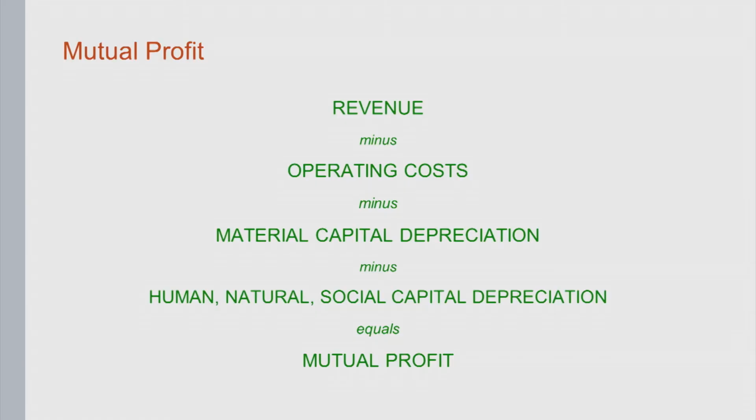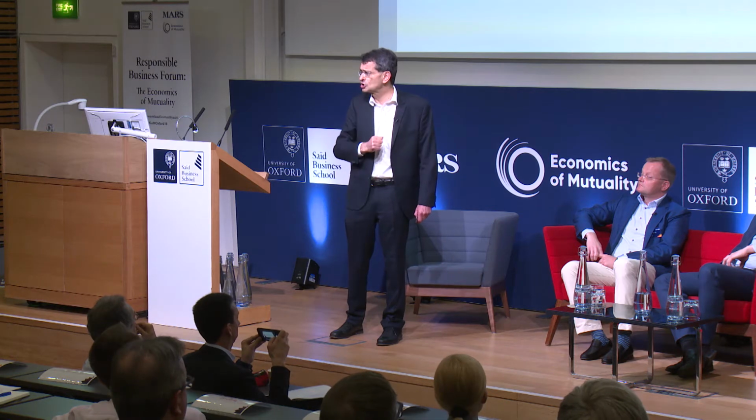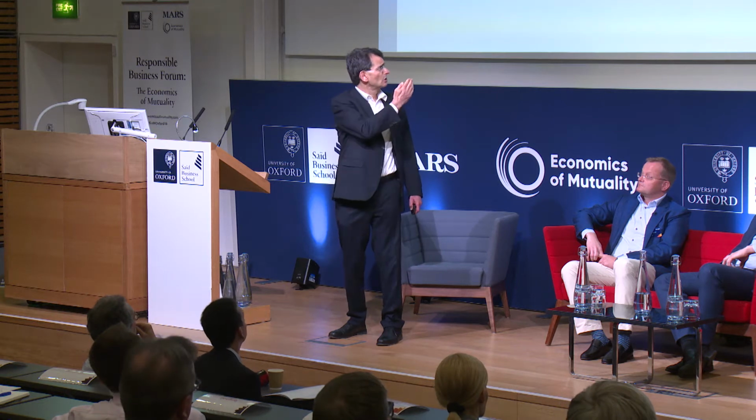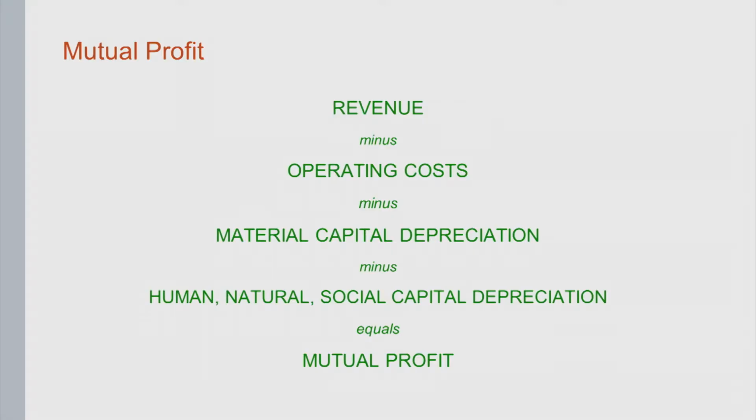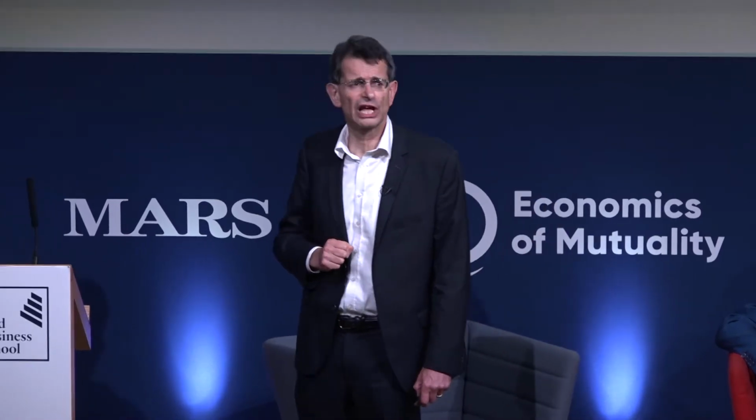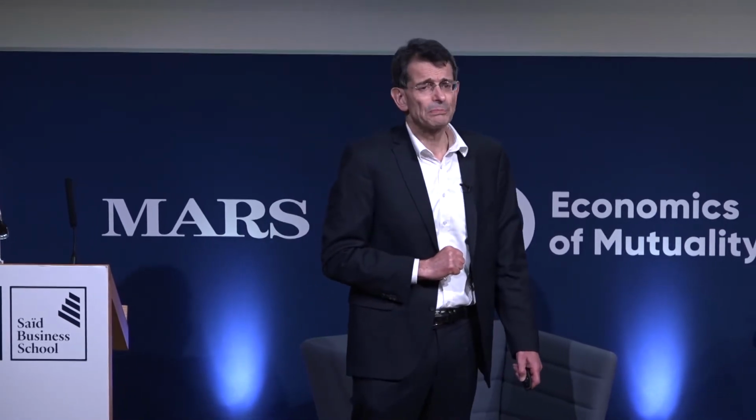But that's wrong on two scores. First of all, it does not recognize that it's not only the material capital that you have to depreciate, but it's also the natural capital assets, the social capital assets, and also the human capital. And the second failure is to treat investment expenditures as operating expenditures, when in fact they are not operating costs of the firm. So this mutual profit of firms differs in these two respects from the traditional financial profit of the firm. And I want to illustrate its significance in relation to one of those forms of capital, natural capital.